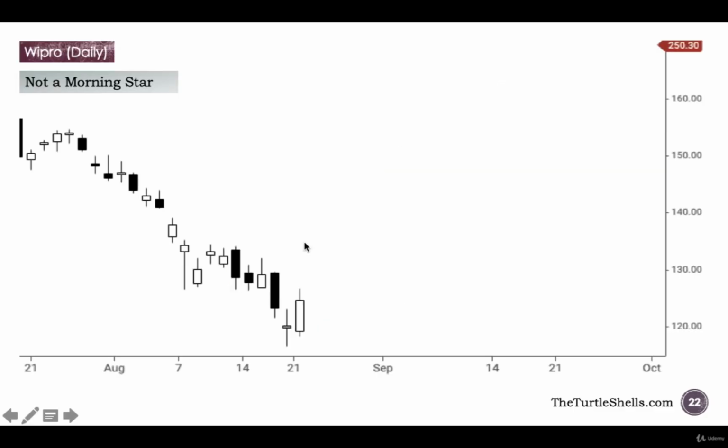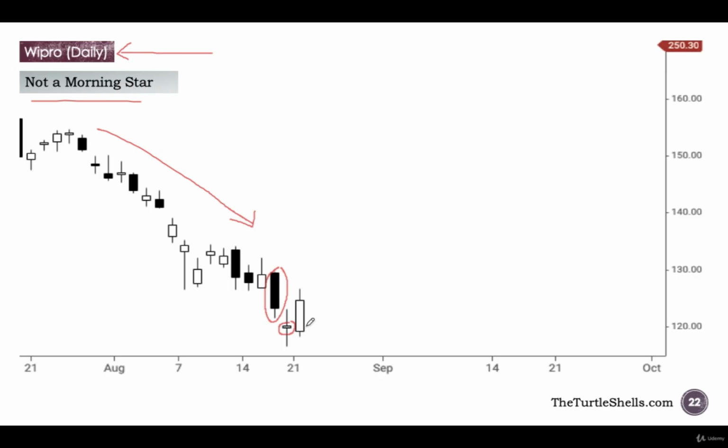Okay. Now, let's look at an example here. So this is a daily chart of Wipro. This is an example of not a morning star. So you have a nice downtrend here. First condition satisfied. Second condition, you have a long, tall black real body, done, satisfied. The second candle is a spinning top or a star that gaps away from the prior long black real body. Although the shadows are overlapping, the bodies are not touching. Done, second condition satisfied. What about the third candle?